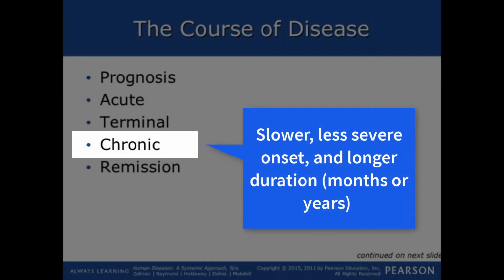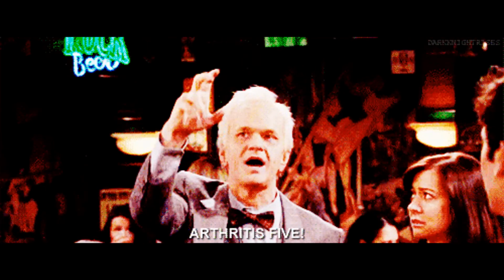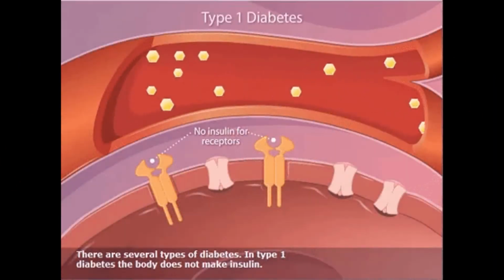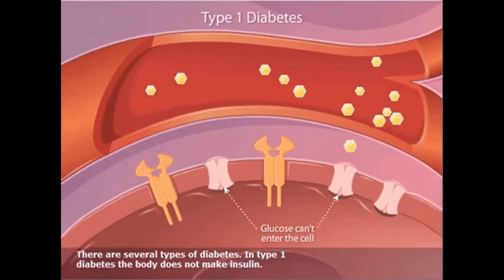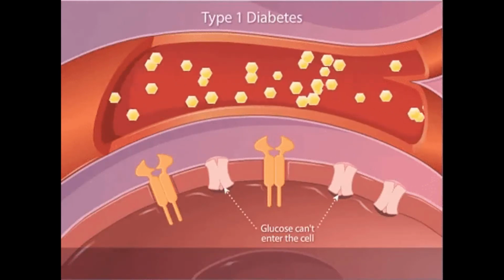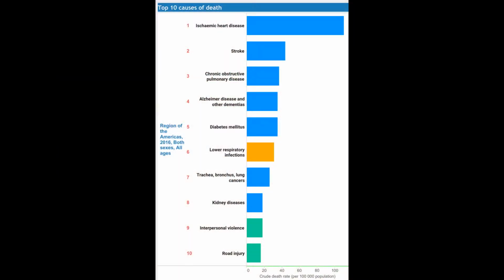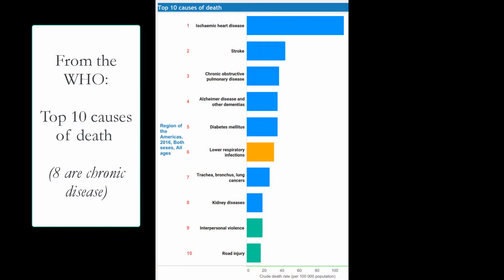Usually they say about 6 weeks or more, but they last a lot longer. So they can last several months or several years. So diseases like arthritis or heart disease or diabetes have a much more insidious or less severe onset, but they last for much longer. And these chronic diseases are a significant cause of death in the US.